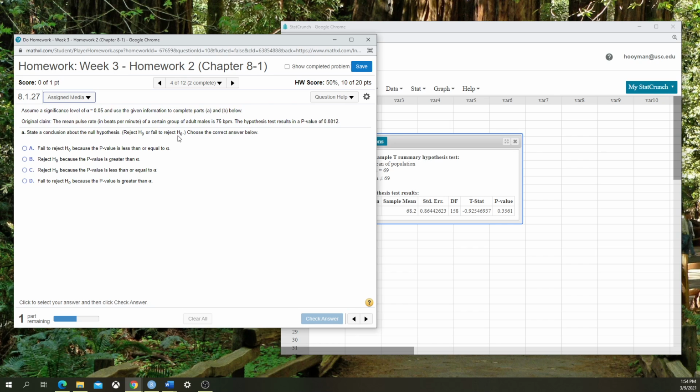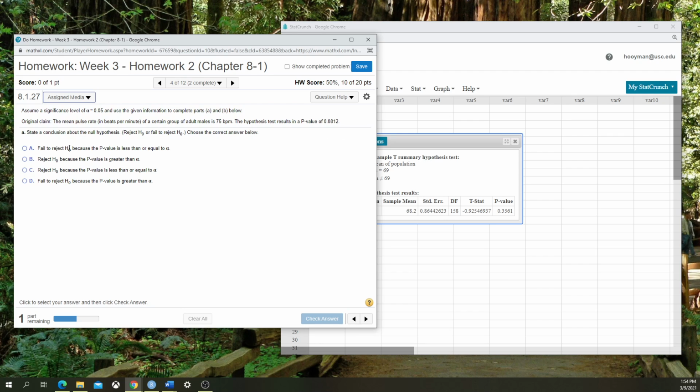Or fail to reject the null, we're not able to say that these things are not equal to one another, so we're going to keep the null hypothesis. So let's choose the correct answer. Fail to reject the null hypothesis because the p-value is less than or equal to alpha. Alpha is 0.05. This is greater than.